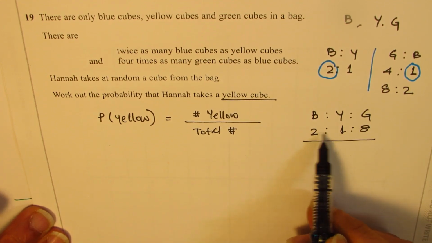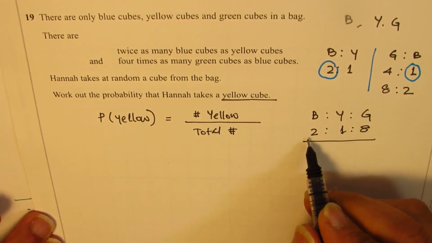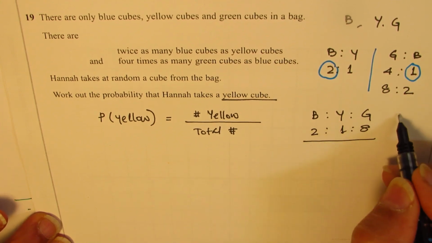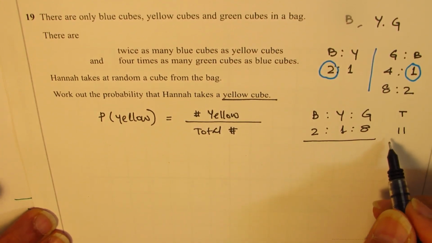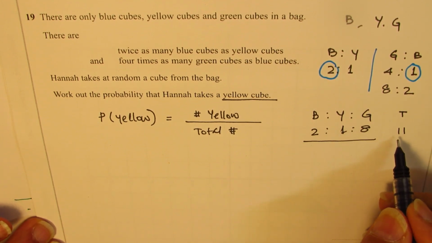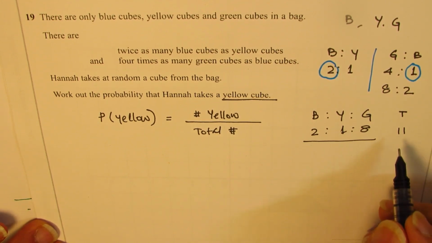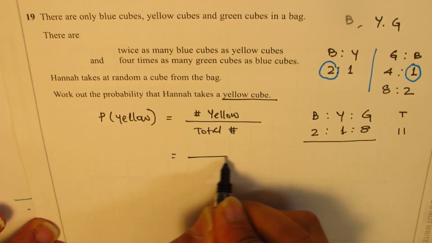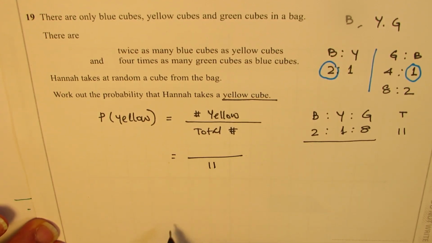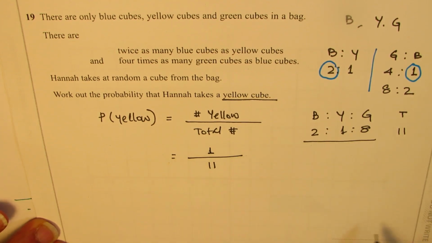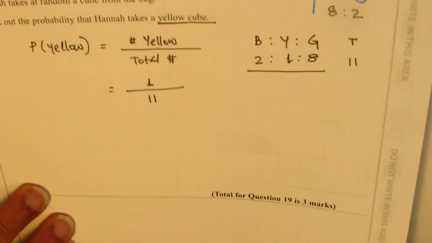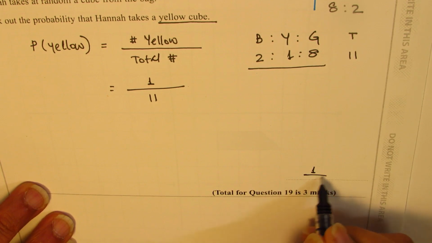Now the quantity is in this ratio. That means it will be 2x, 1x, and 8x. So anyway, the total will be 11, right? So if there are 11 cubes in all, out of 11, yellow is just going to be 1, correct? So 1 out of 11 is your answer, clear? So we could write the probability as 1 out of 11.